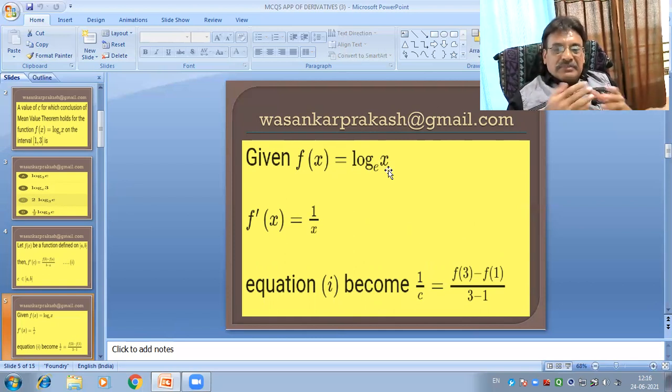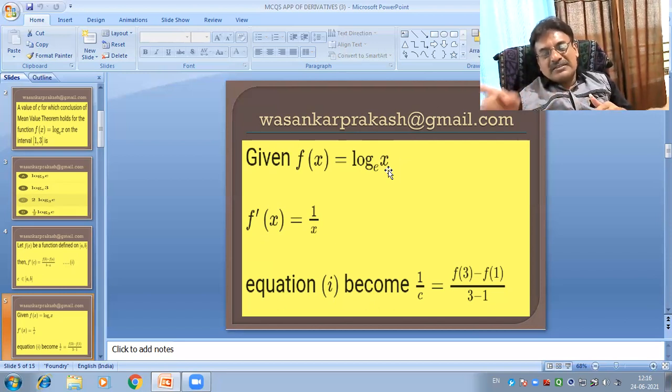This can be written as, using the formula log x base y equals log x upon log y, log x base e equals log x upon log e, but log e equals 1, so log x upon 1 equals log x. Therefore f of x is simply log x. From this we find the first order derivative. Differentiate both sides with respect to x: f dash of x equals d/dx of log x, which is a standard function, equal to 1 by x.